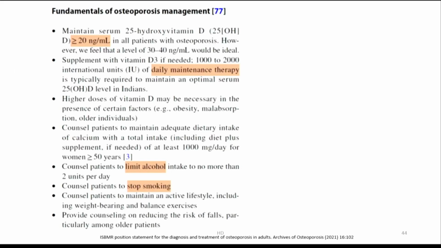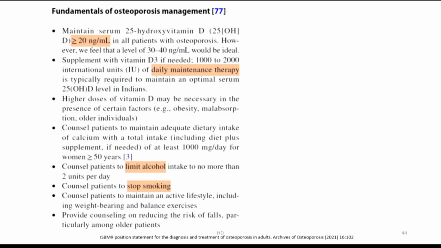So let's move on to treatment of osteoporosis. These are the general guidelines for management of osteoporosis. We should maintain vitamin D levels above 20 nanogram per ml, and if possible, it should be between 30 to 40 nanogram per ml. We should supplement vitamin D and calcium, but the supplementation should be optimal, and we should avoid overtreatment when vitamin D and calcium are concerned. Then counsel patient to limit alcohol intake, to stop smoking, and to have good physical activity.